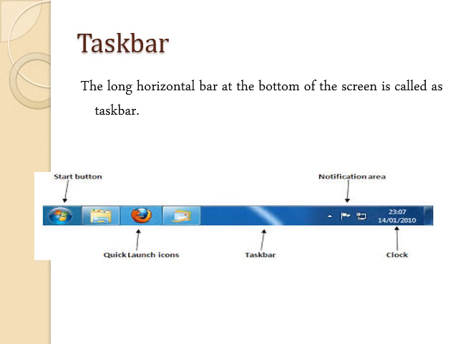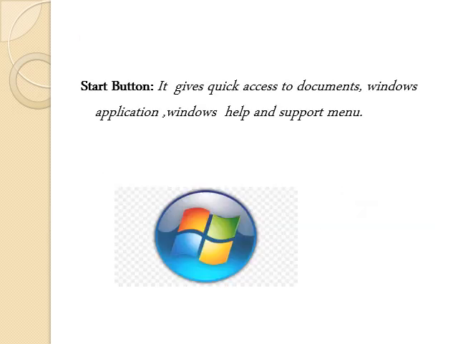Start button is on the left side and notification area on the right hand side, and the quick launch bar is the middle section of the taskbar. So now let us discuss the start button. It is the mostly used button on the Windows desktop.